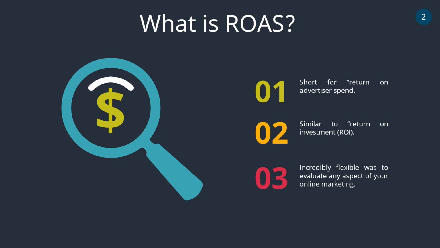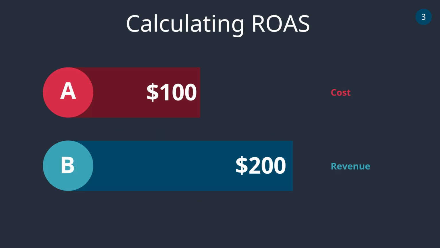ROAS, on the other hand, is typically used to evaluate the effectiveness of a specific campaign, ad group, ad, or even keyword. ROAS is an incredibly flexible way to evaluate any aspect of your online marketing. Want to know if a particular ad set is worth your time and money? Check your ROAS. Want to know if those targeting changes you made are working? Check your ROAS.